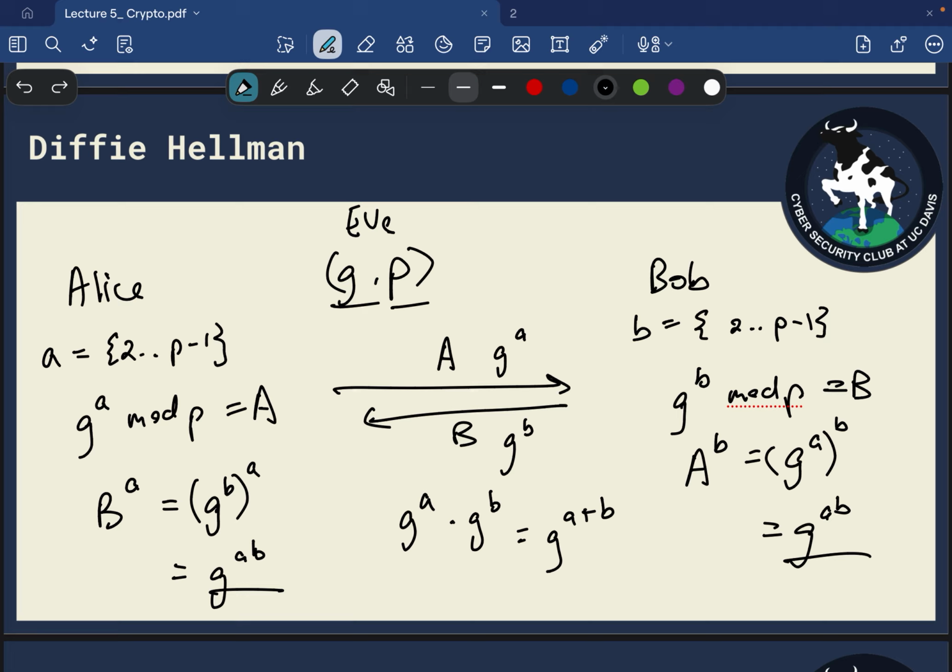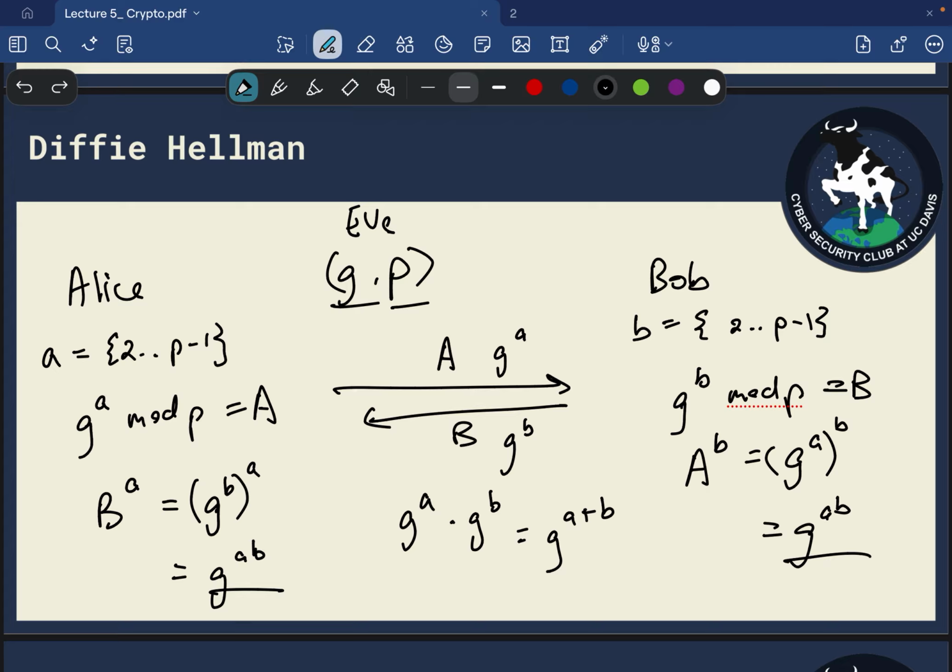I can see yes. Are a and b necessarily prime or co-prime to p? No. So only p needs to be a prime number. a and b are just random numbers that they derive themselves, and they don't share with anyone. Yes?